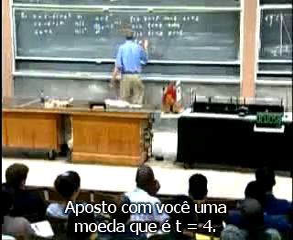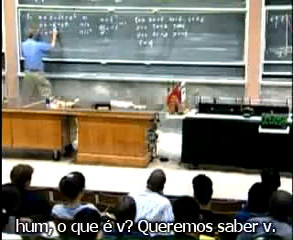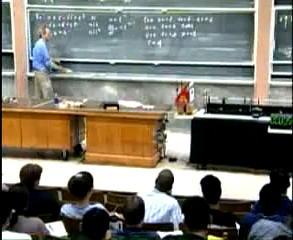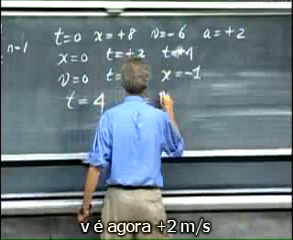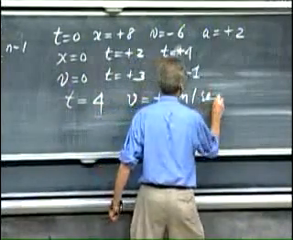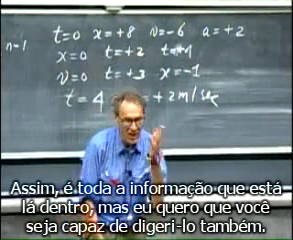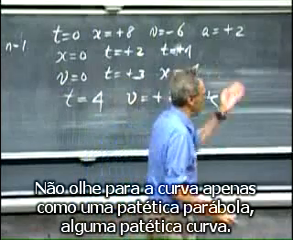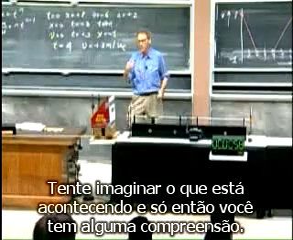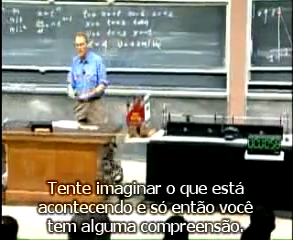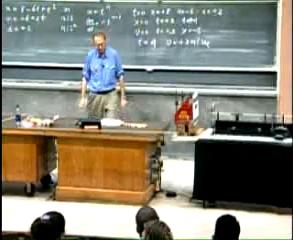T equals 4. What is x? What is v? We want to know v. 8 minus 6 plus 2 meters per second. You see, physics works. V is now plus 2 meters per second. So all that information is in there, but I want you to be able to also digest it. Don't look at that curve as just some dumb parabola, some dumb curve. Try to imagine what is happening. And only then do you get some insight. Then you really begin to get it in your brains.